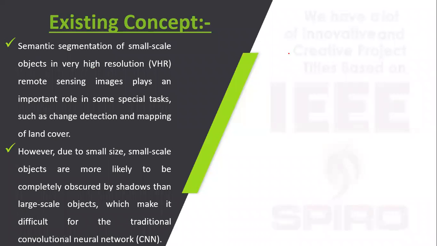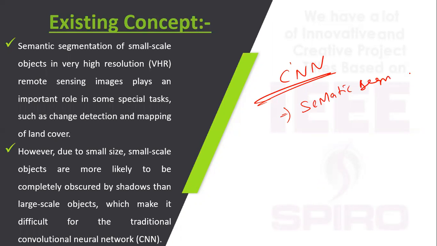So in the existing system, they used small scale objects in very high resolution remote sensing images. They used a CNN model. The CNN does semantic segmentation. The semantic segmentation does not correctly detect.